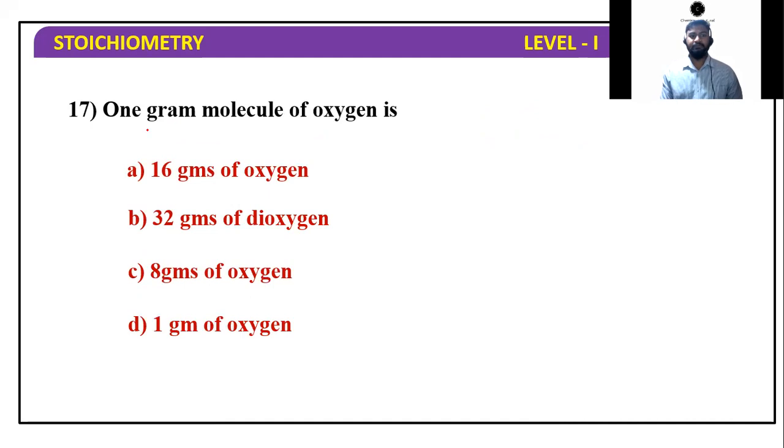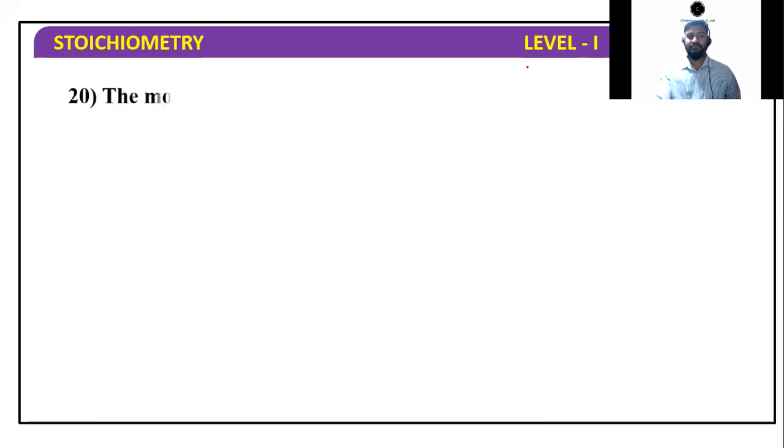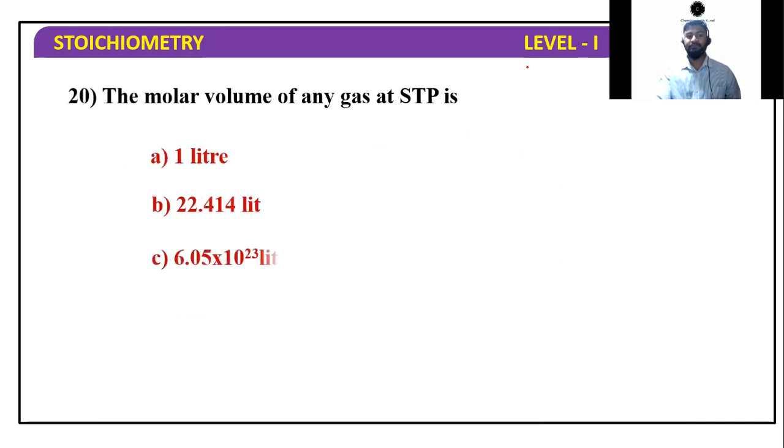Next question. 1 gram molecule. What is a gram molecule? If you remember, I just told you. 1 gram molecule is nothing but 1 mole. So here they are trying to mean oxygen gas. They should have mentioned it in the question, of course. So 1 gram molecule of oxygen gas is 32 grams because 32 grams is the molar mass of oxygen. The answer is option B. Next question. Please pause the video and do it.